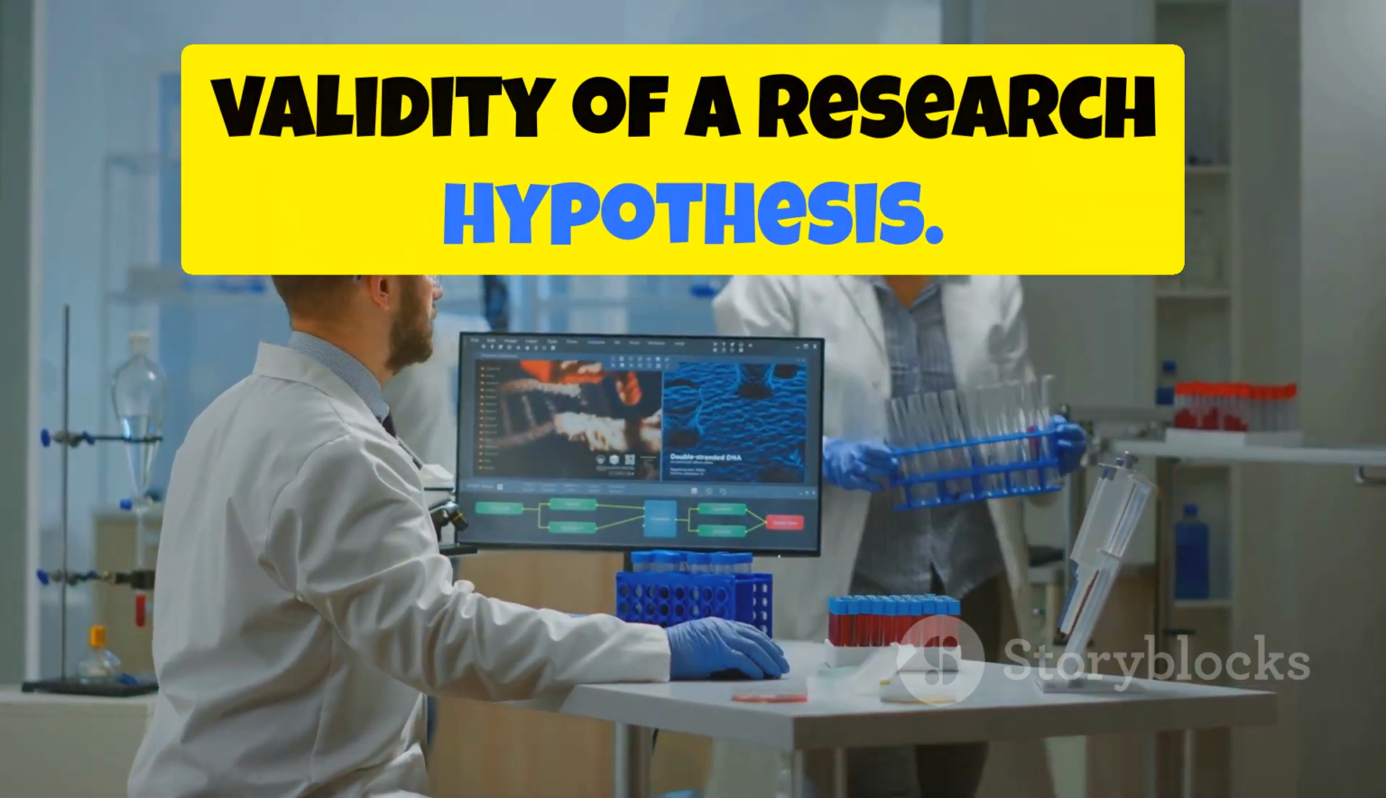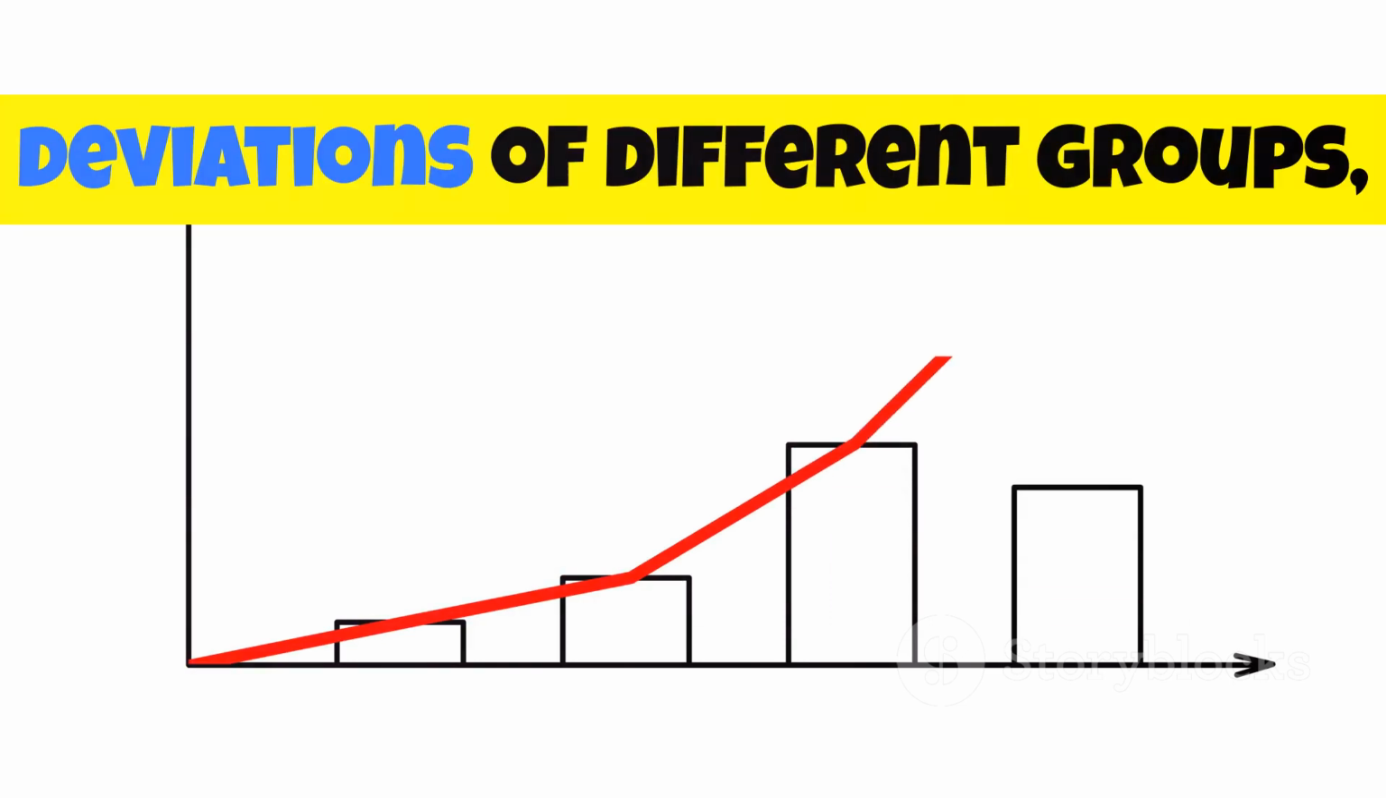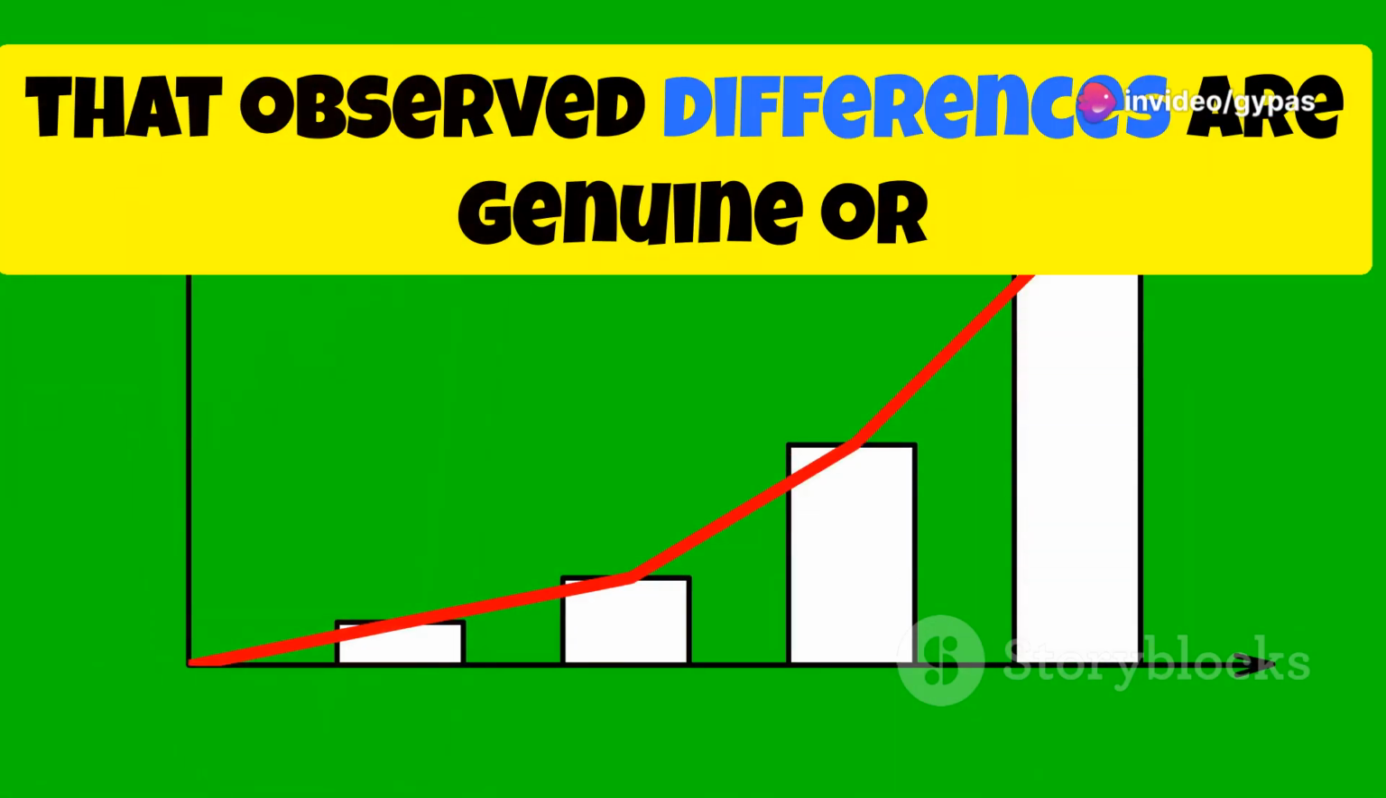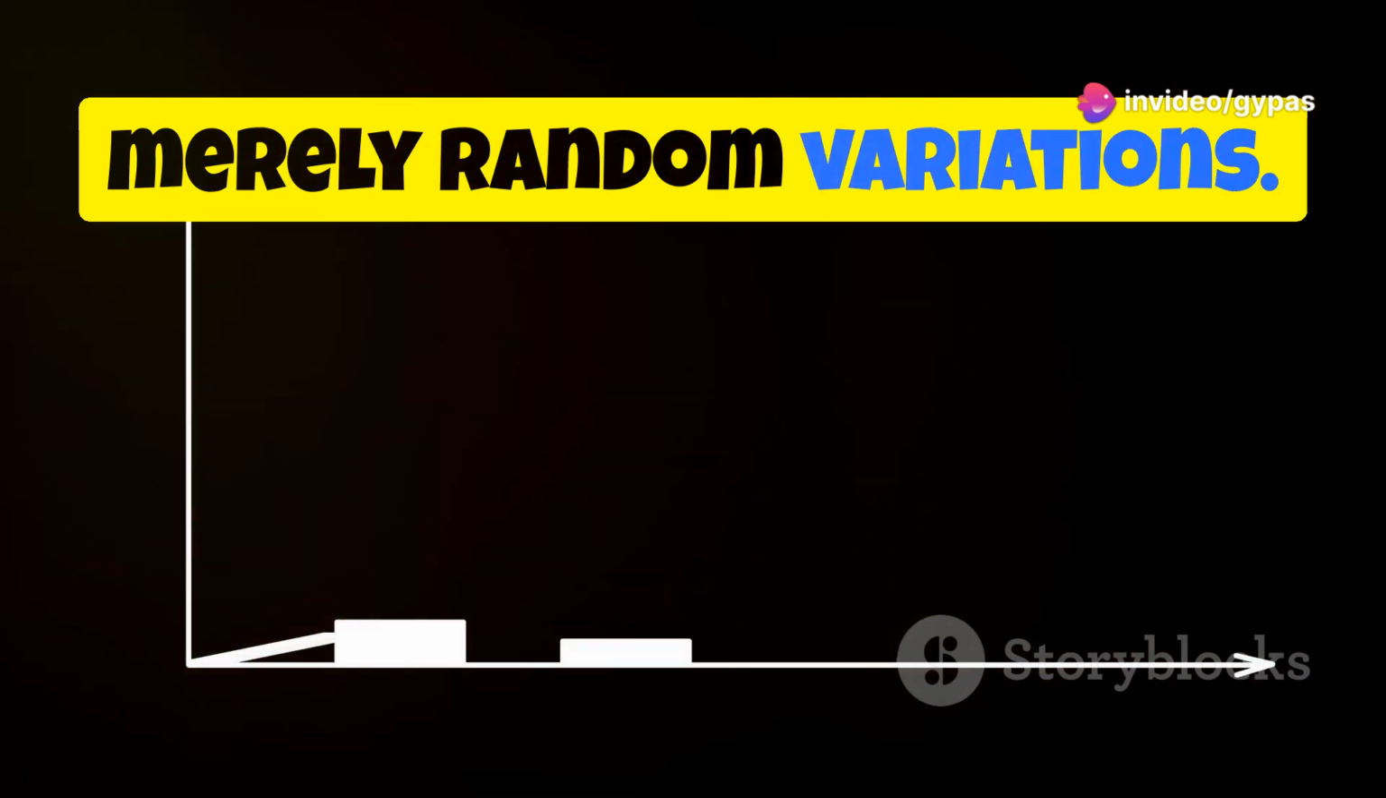Standard deviation plays a key role in hypothesis testing, a statistical method used to evaluate the validity of a research hypothesis. By comparing the means and standard deviations of different groups, researchers can determine the likelihood that observed differences are genuine or merely random variations.